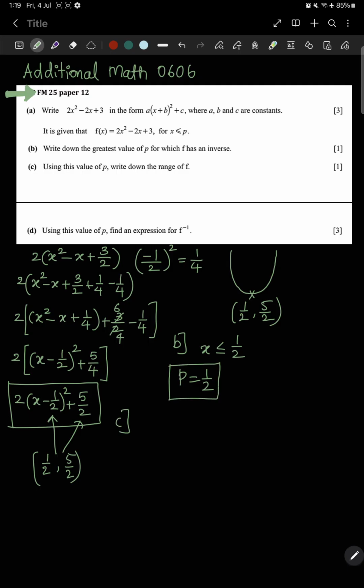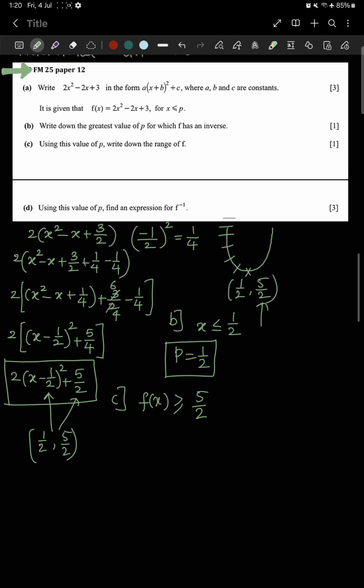C. Using this value of p, write down the range of f. So the range of f is going to start when I substitute the value half, and then I have to figure out whether the values are going to be more than that value or less than the value that I get. So when I substitute half into the function, I get 5 over 2. Now, if I put something less than half, if you look at the diagram, you see that the y values are increasing. Therefore, f of x will have values more than 5 over 2 in the range of f.